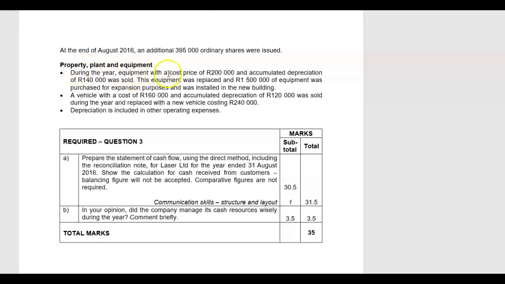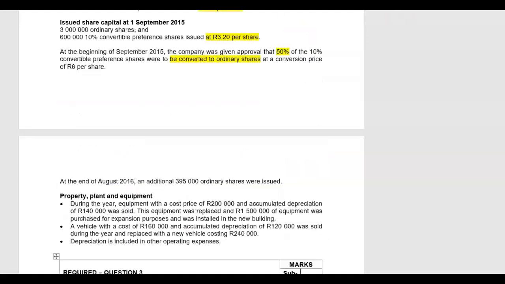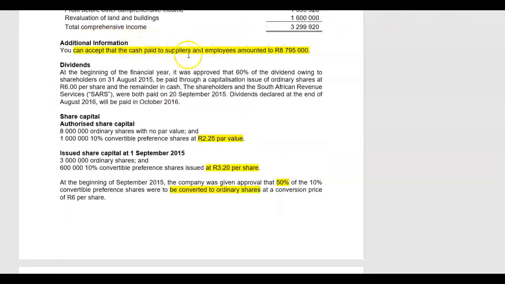Then property, plant and equipment, there's some information there, and then the required part. Prepare the statement of cash flow using the direct method, including the reconciliation note for Laser Limited for the year ended 31 August 2016. Show the calculation for cash received from customers. A balancing figure will not be accepted. So what they tell you there is you have to do the reconciliation note, and in the question, if you can remember correctly, they gave you that cash paid to suppliers and employees was 8,795.